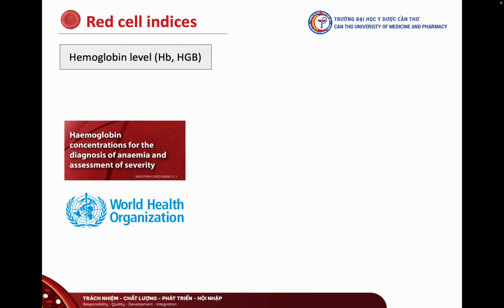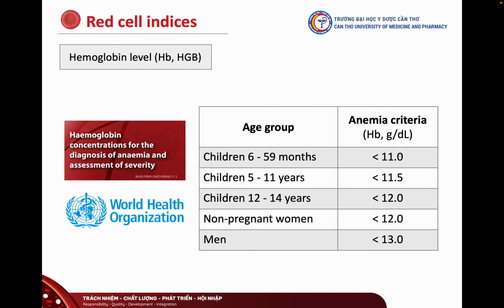And these are the WHO hemoglobin thresholds used to diagnose anemia in different age groups. As you can see, the cutoff levels vary depending on the age and the sex. For example, in men, anemia is defined as hemoglobin lower than 13 grams per deciliter. However, in non-pregnant women, hemoglobin lower than 12 grams per deciliter would be used to define anemia.